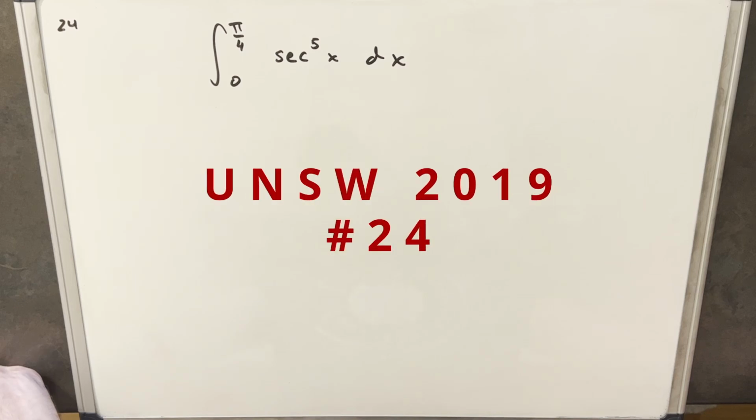Okay, we have here another integral from the UNSW Integration Bee. This one's from 2019, Problem 24. We have the integral from 0 to pi over 4, secant to the 5th x dx.